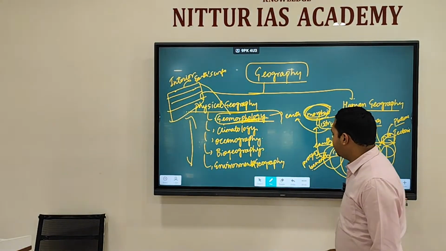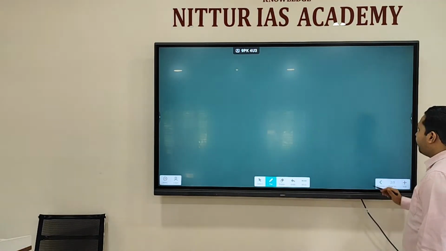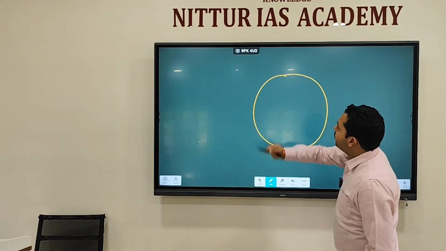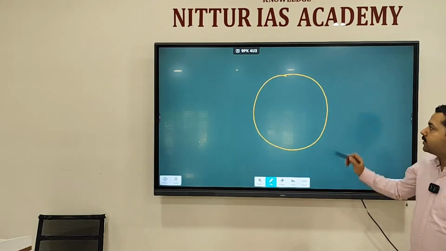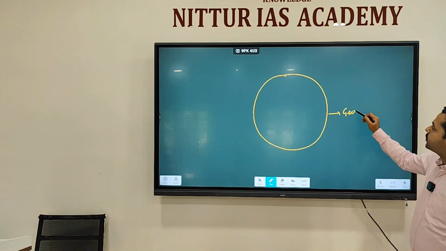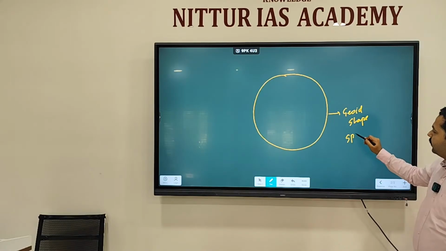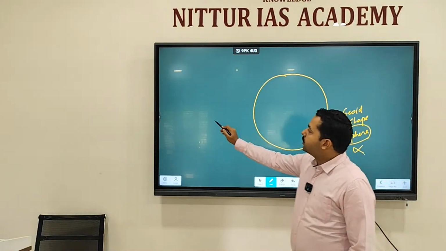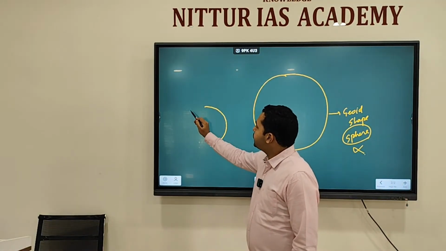Now you know that Earth is in which shape? It is a geoid shape. The shape of Earth is called a geoid shape. It is not fully a sphere. Why geoid? Because the Earth is bulging out.